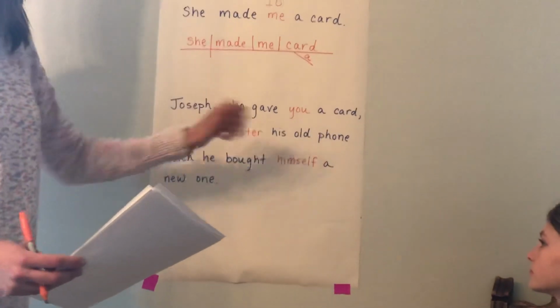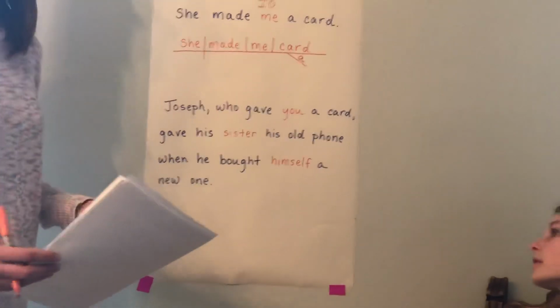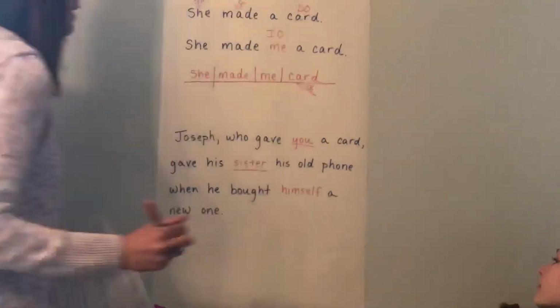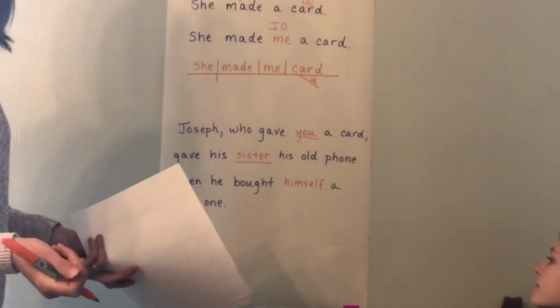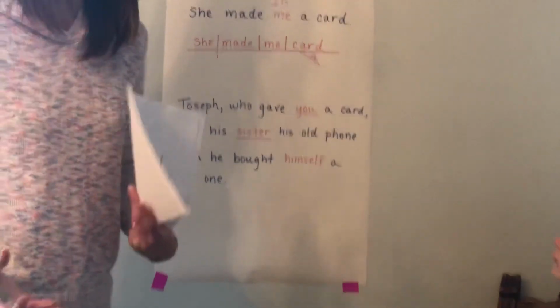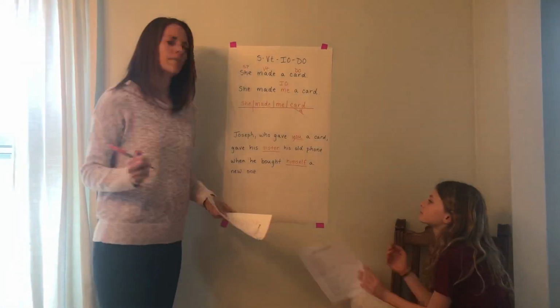And Joseph gave his sister his old phone. For whom did Joseph give his old phone? Sister. So indirect object here, indirect object here. And then lastly, when he bought himself a new one. For whom did he buy a new one? Himself. Indirect object. Okay, you can stop that video.